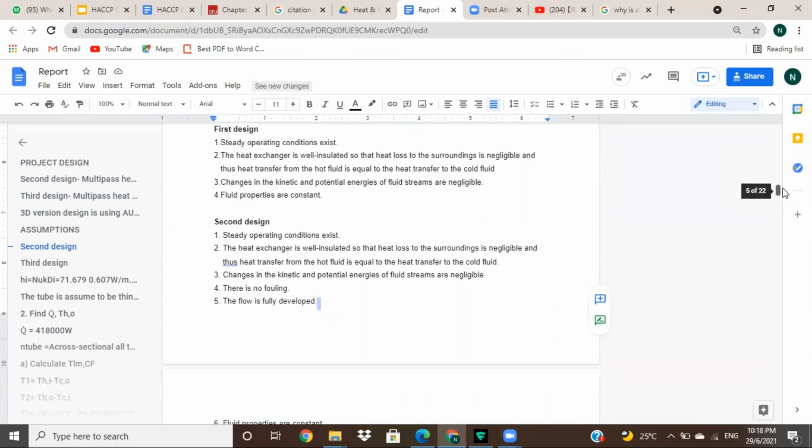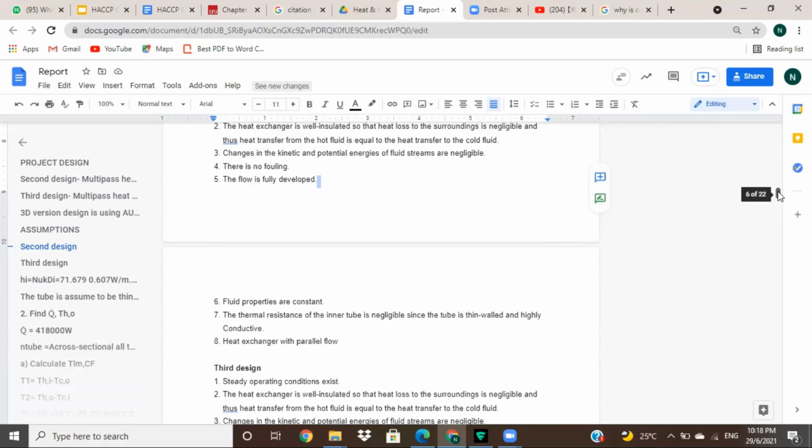And then for the second design, there are the same things as in the first design, where 1 until 3 are the same, and there are some extra things. Number 4 is there's no fouling, and then the flow is fully developed, the properties are constant, the chamber resistance in the tube is negligible since the tube is small and highly conductive, and number 8, a heat exchanger with parallel flow.